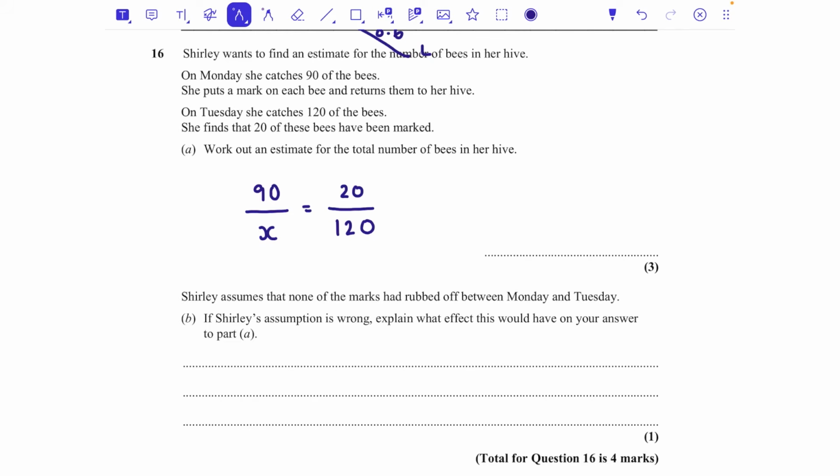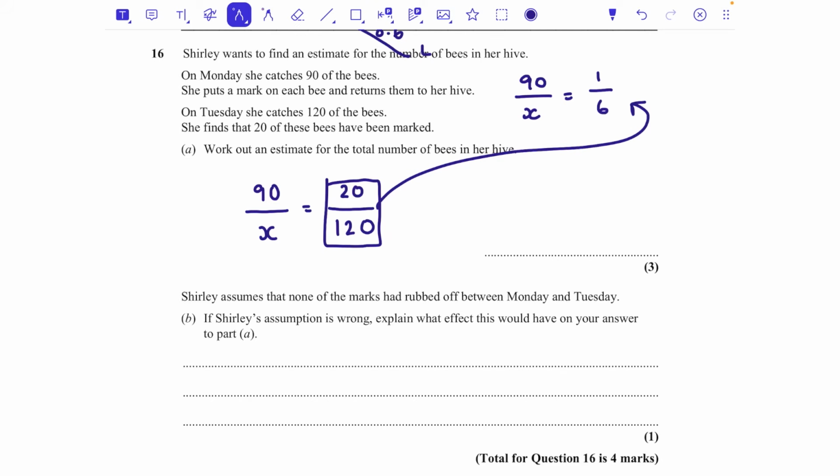On the first day, it's 90 out of X, and on the second day, or Tuesday, it's 20 out of 120. So that's not changed. Now, you could simplify that fraction. You can also multiply up like this, but I think the easiest way here is just going to be to say this is a 6th. So I'm going to say that 90 over X needs to equal 1 over 6. I've just simplified that fraction to be 1 over 6 by dividing by 20 on the top and the bottom.